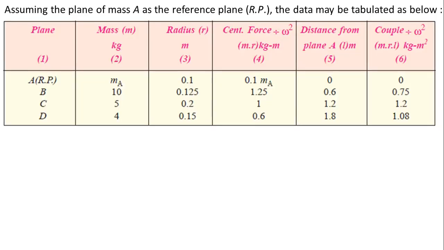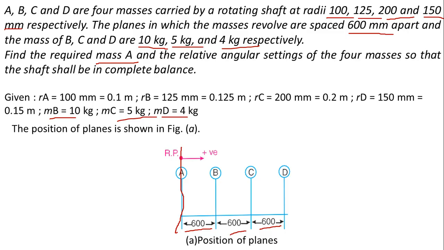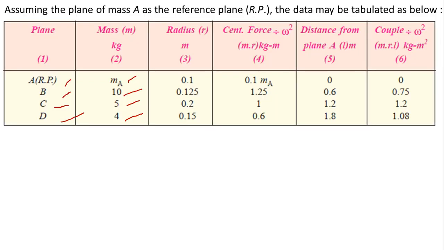So the distances can be taken for A, B, C and D, and the mass A is unknown, Ma, then 10, then 5 and then 4. So these are the values given in the question. The radii for all the four masses are given, so you can take the radius. Next is the M into R column, so multiply this, and you get 0.1 Ma, then 1.25, then 1 and then 0.6. You just have to multiply M into R, so column 2 into column 3, you get this.